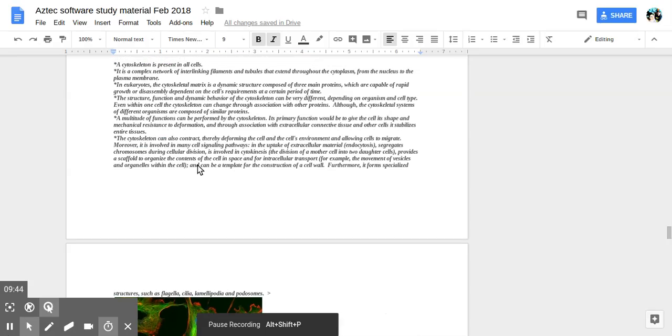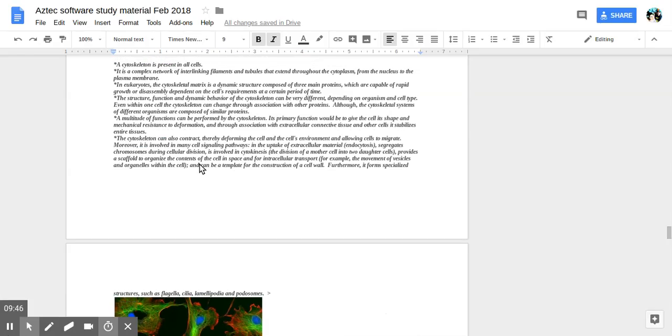So the cytoskeleton is present in all cells. It's a complex network of interlinking filaments and tubules extending throughout the cytoplasm from the nucleus to the plasma membrane.